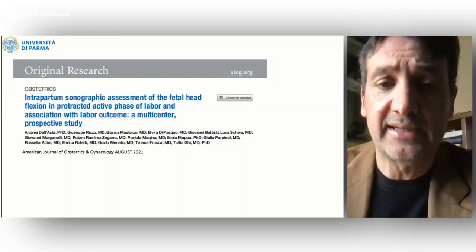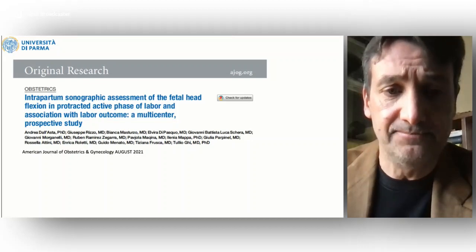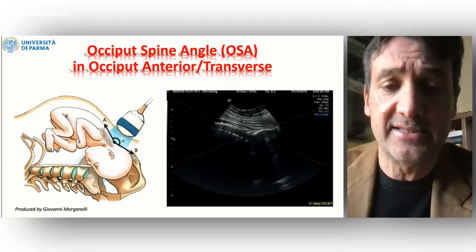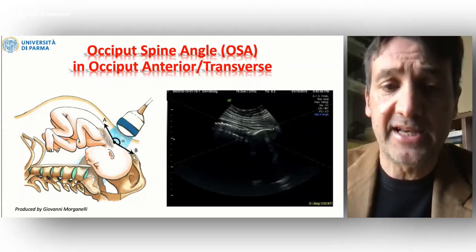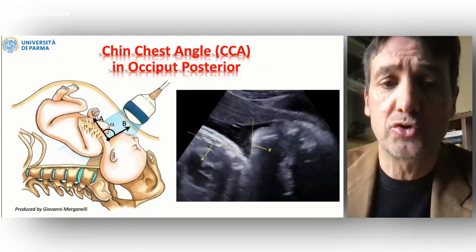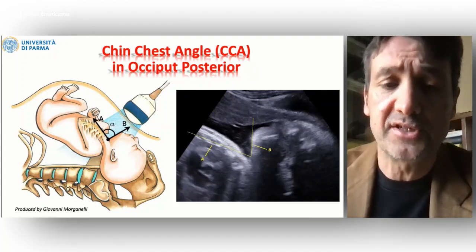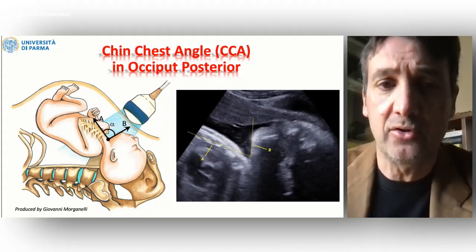We have recently conducted a study on women in the prolonged first stage of labor, and we decided to assess, together with the station, also the attitude of the fetal head using the transabdominal ultrasound approach that Ali has just shown to you. We measured the occiput spine angle in occiput anterior and occiput transverse fetuses in order to evaluate the flexion of the fetal head. And we also tried to quantify the deflexion of the fetal head for fetuses in occiput posterior position, and measured what we called the chin-chest angle.